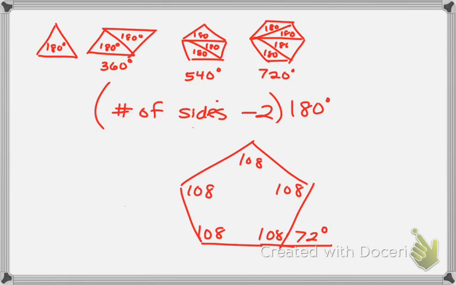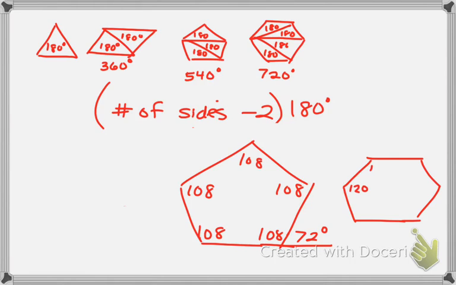How many exterior angles would there be? 5. What's 72 times 5? 360. That's interesting. What if it was a hexagon? What would be all your hexagon's interior angles if they were all the same? How many triangles? 4. 4 times 180 is what, 720? What's 720 divided by 6? 120.